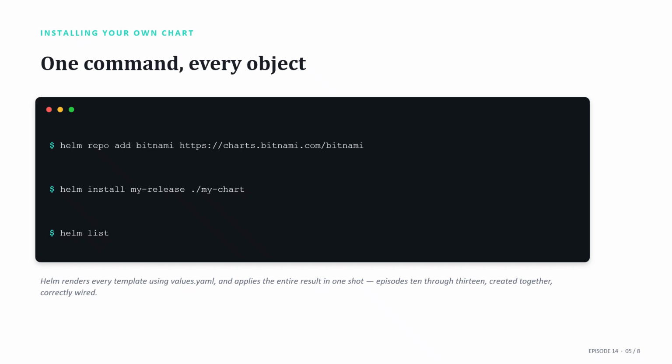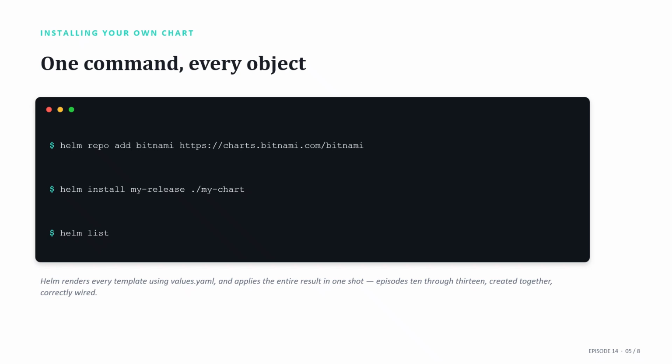Installing your own chart is one line. helm install my-release and the path to your chart. Helm renders every template using your values file and applies the entire result to the cluster in one shot. Everything episodes 10 through 13 built by hand, created together, correctly wired, in a single command.